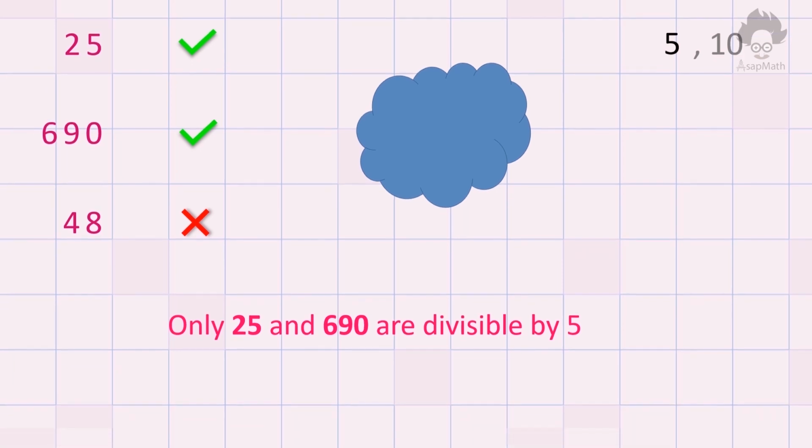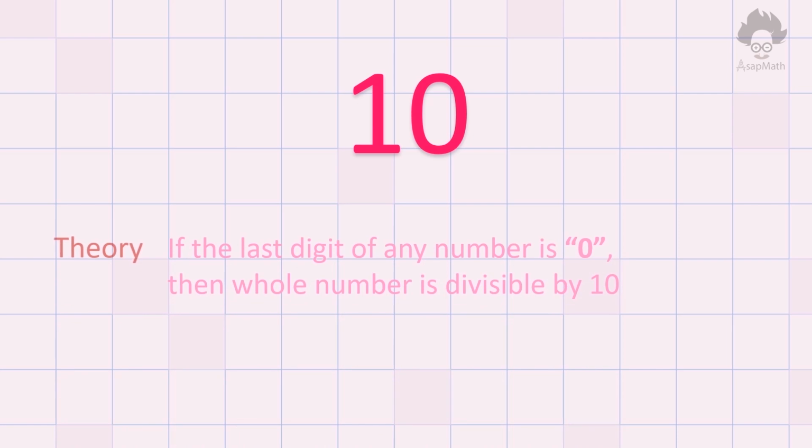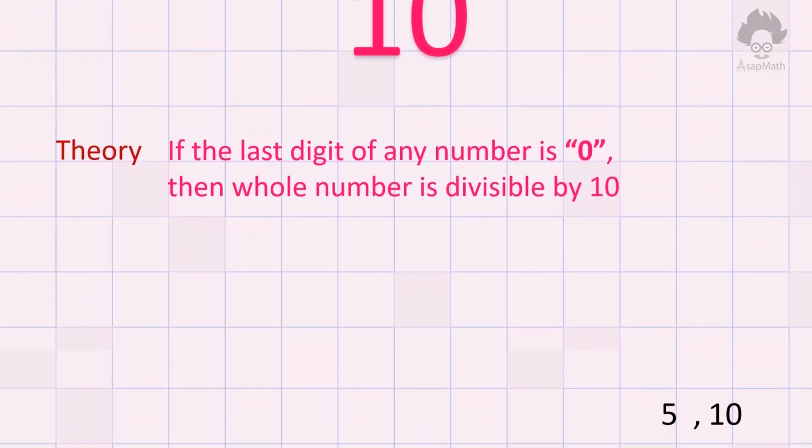Moving on to the next number, number 10. If the last digit of any number is 0, then the whole number is divisible by 10. We will consider a few examples.